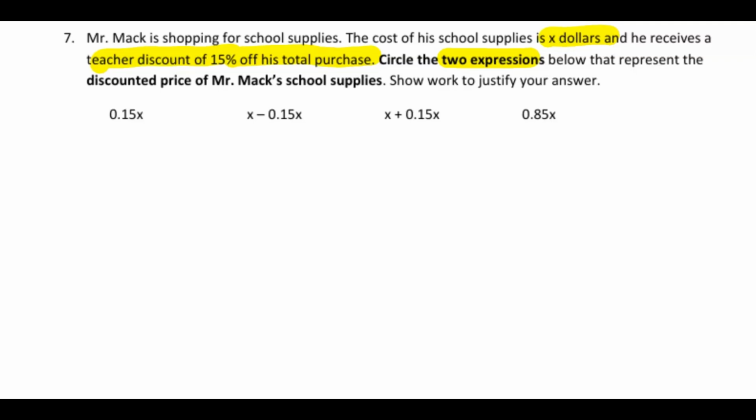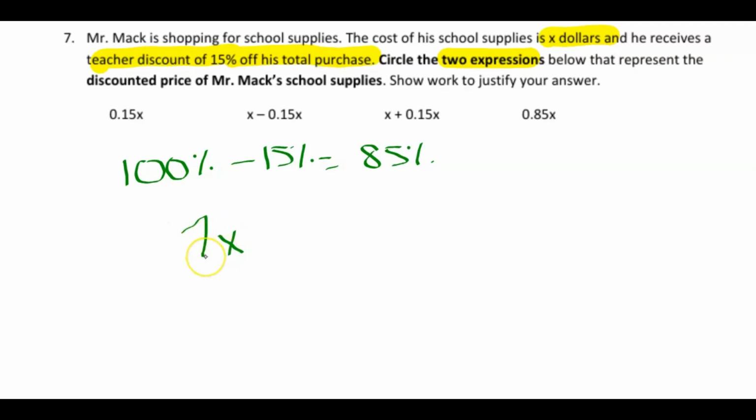So to find that, the first thing I like to always do for myself is just write that out so I can visualize it. 100% is the original price minus the discount of 15%. That gives us 85% that Mr. Mac is now expected to be paying. To find the discounted price, we subtract the 15% of X from the total price. So you can kind of think about it like this: 1X, or 1 times that original price, minus 0.15 of the original price.